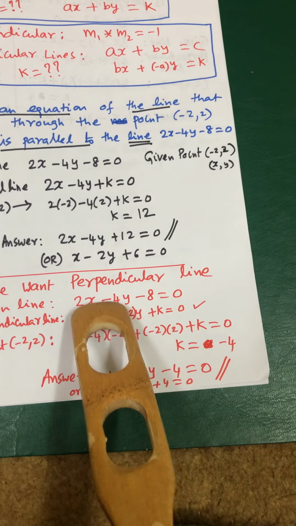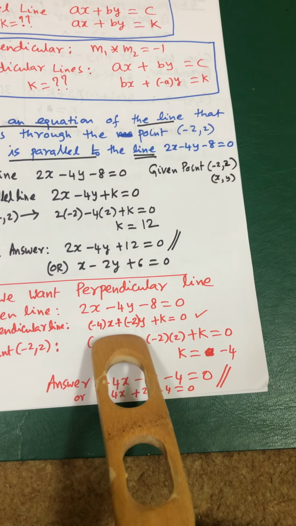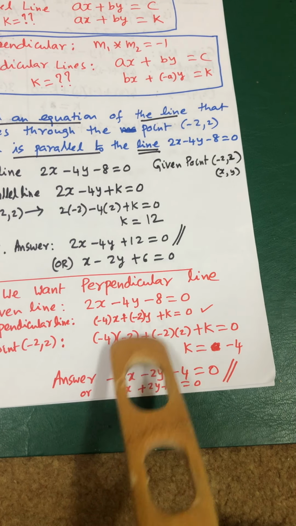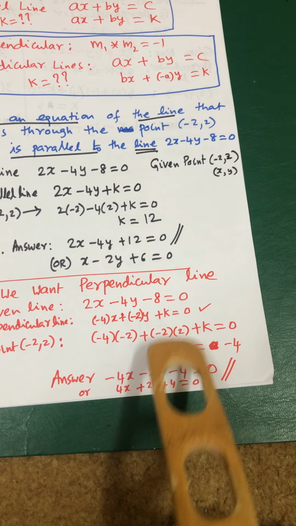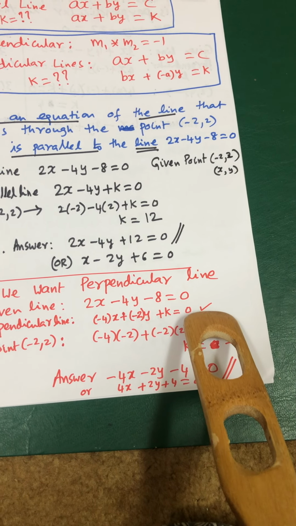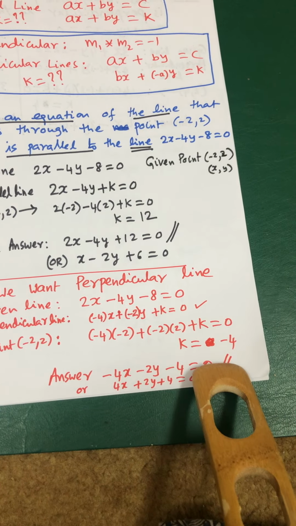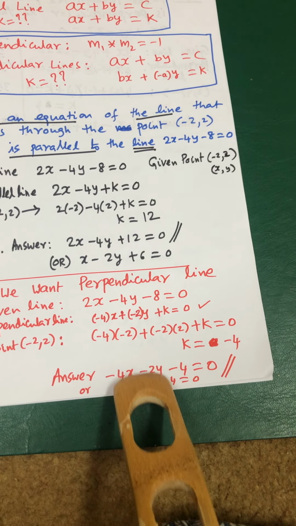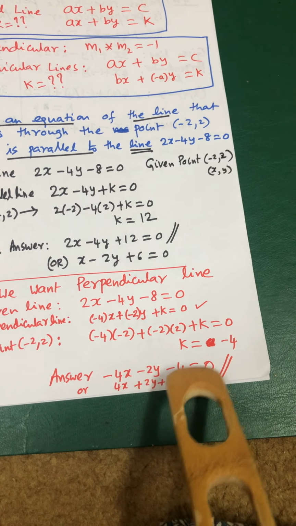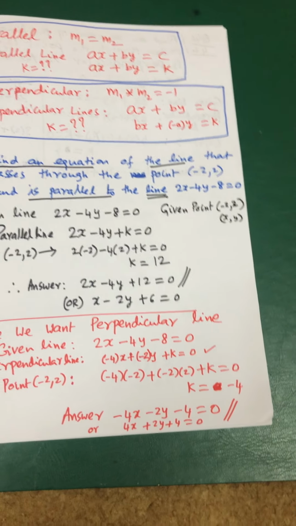So what is your answer? This is your answer: -4x -2y plus k. See, I put a tick mark. K means how much you got? -4, equal to 0. You can leave it like this or divide by -2 to get 2x plus y plus 2 equal to 0. This is clear? Now let us do the last problem.